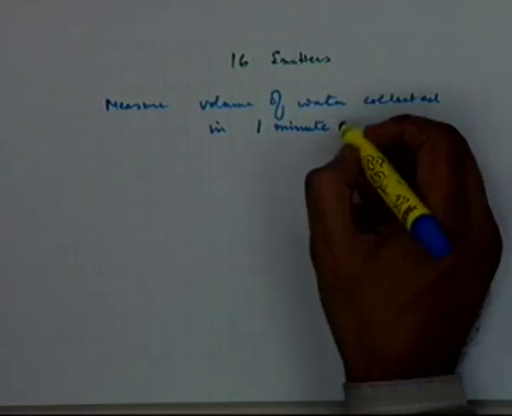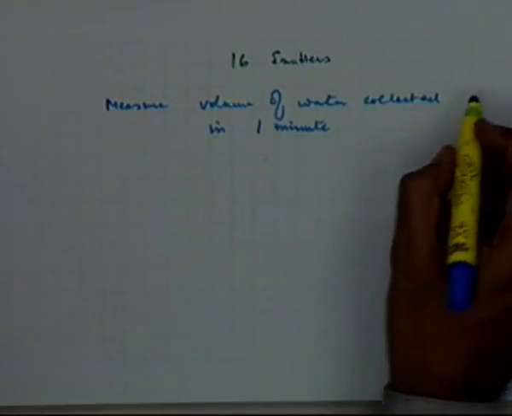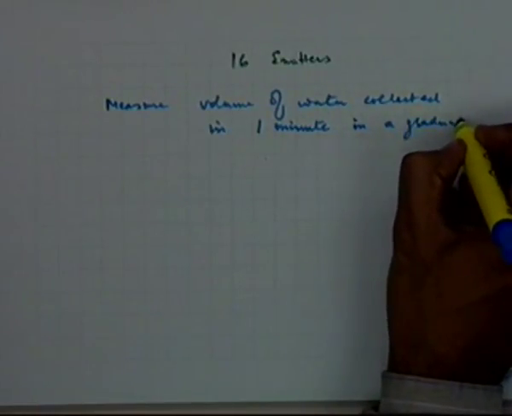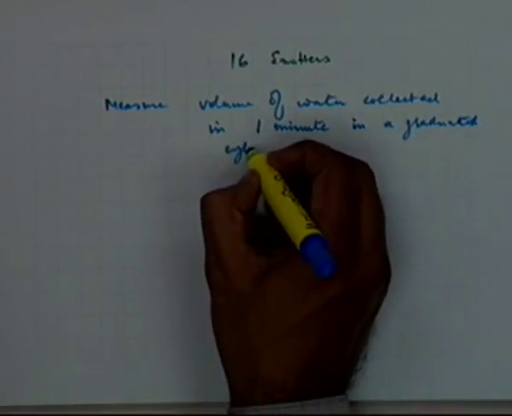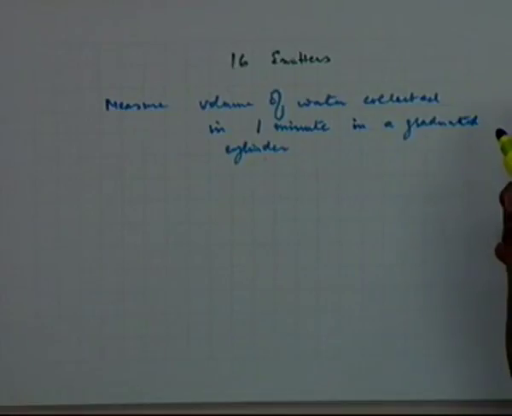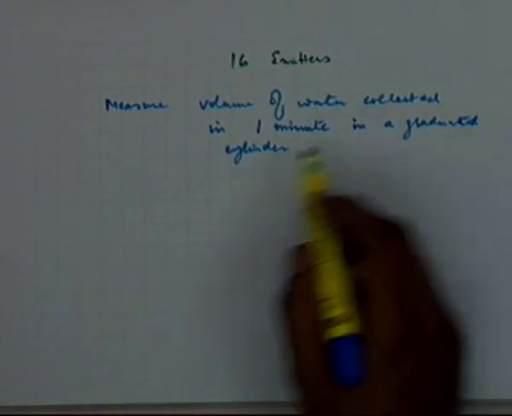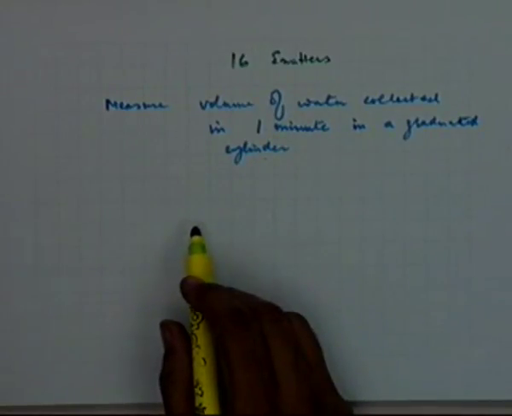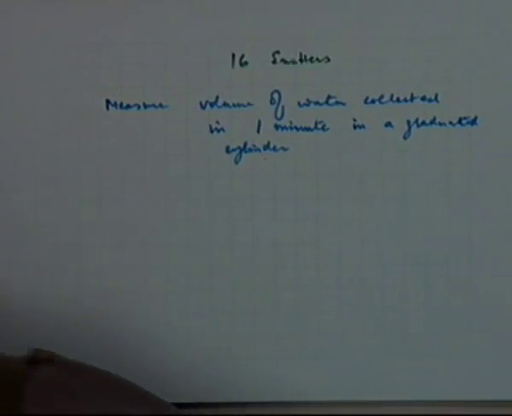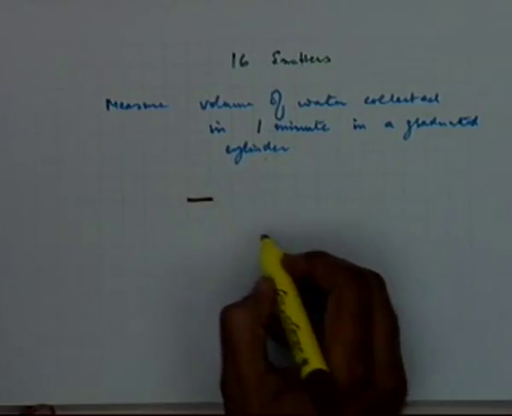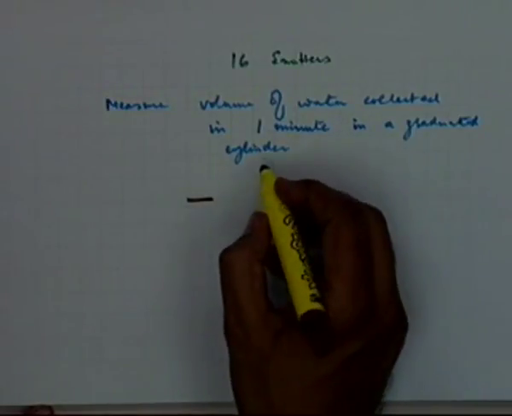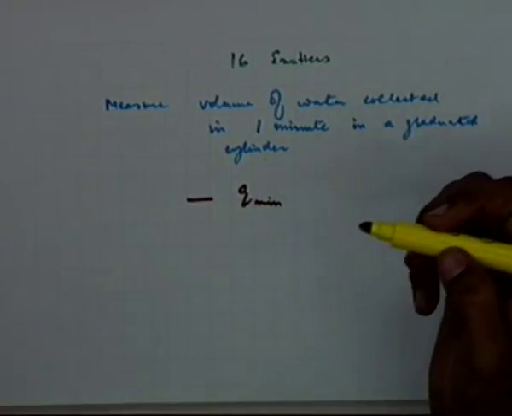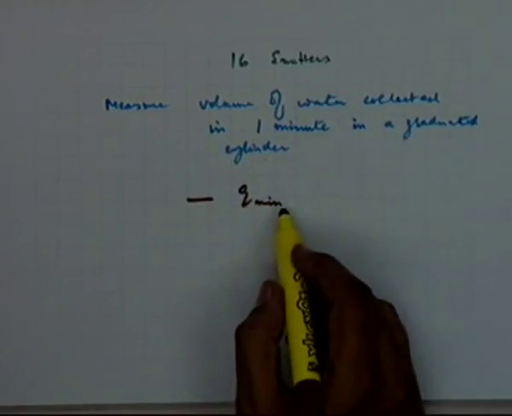Thus, you normally have the volume you collect in a graduated cylinder, where you can directly see how much volume is collected, and thereby you can find out what is the rate. So the quantities which you would like to find out are, first, the minimum discharge. Since you have those 16 individual values, you can find out what is the minimum.